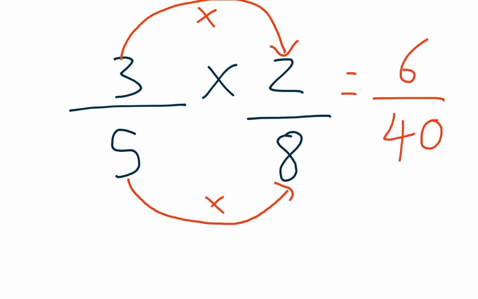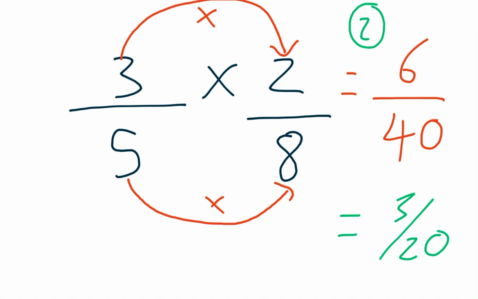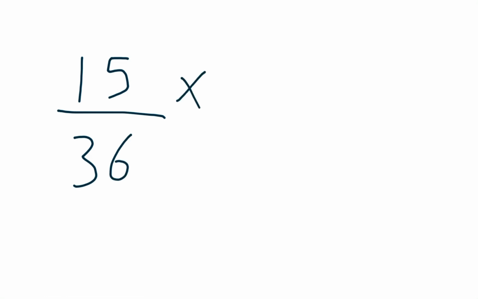Now, generally, they like to ask you to simplify questions. So 6 over 40 becomes 3 over 20, because 2 goes into both numbers. It gets a bit more interesting now because in the exam paper, sometimes they go a bit gung-ho and give you some bigger numbers. So 15 over 36 times, let's do 12 over 25.